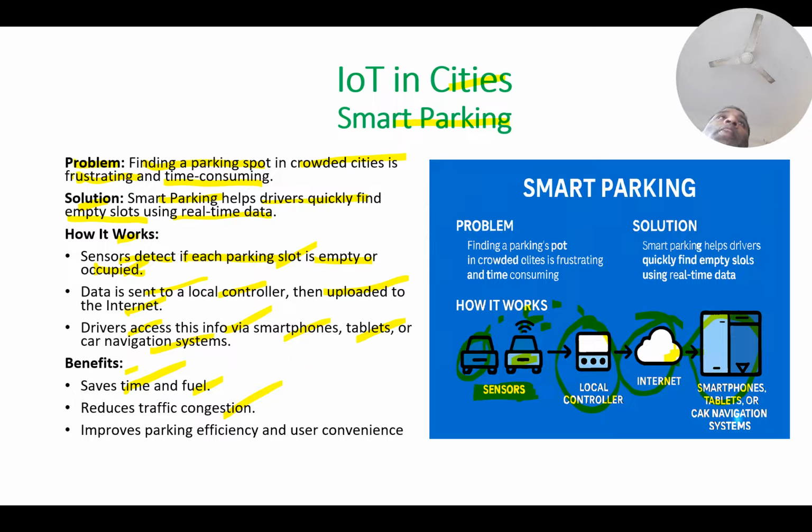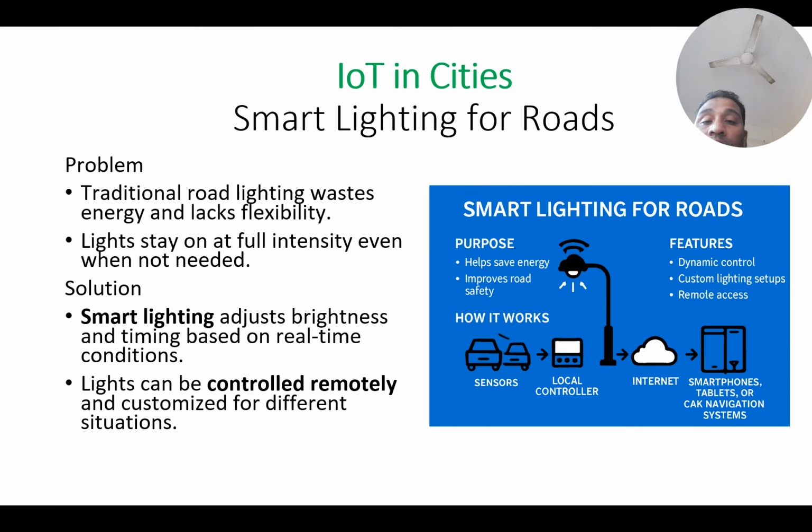Like many people also come behind us finding this empty parking slot, right? Some 5, 6, 7, 8 vehicles enter simultaneously, right? Then there will be a traffic jam. If we have prior information, we won't enter that building. Hence, there is no chance of traffic jam in that building. Improves efficiency and user convenience.